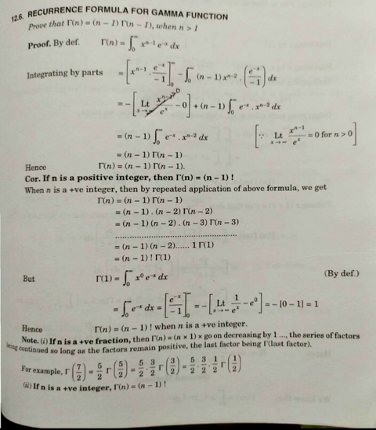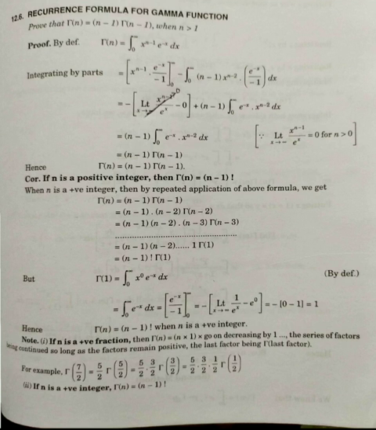Take down some notes here also. If n is a positive fraction, then gamma of n equals n minus 1 times the previous term, decreasing by 1, and the series continues. For example, gamma of 7 by 2, that is gamma of n. Applying the previous proof, gamma of n equal to n minus 1 gamma of n minus 1, gamma of 7 by 2 is 5 by 2 gamma of 5 by 2. Once again gamma of 5 by 2 is 3 by 2 gamma of 3 by 2.